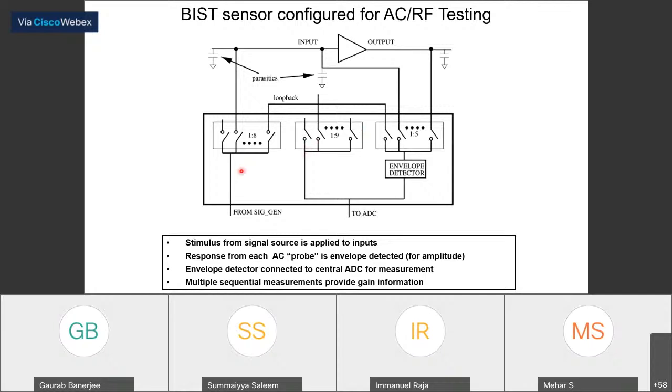Similarly, you could do RF measurements. Just to give you an example, suppose I was measuring the gain of an amplifier. I would apply a stimulus at the input and measure this input through an envelope detector. Then I would simply disconnect the input and connect the output with a switch. That way, while I'm applying the stimulus, I would find out what's the peak at the input and what's the peak at the output. Based on that, I could get a pretty decent idea about the gain.